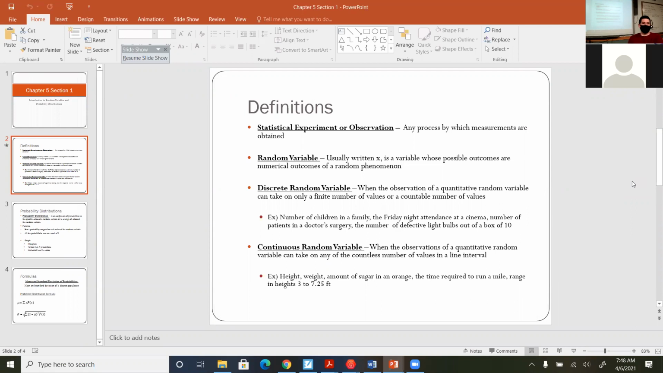First word being a statistical experiment or observation. We already know what that is. It's when something happens and we record information based off of it, any process by which measurements are obtained. So before we can have a distribution, we have to collect data. Once we have the data, then we can analyze it, have a mean and a standard deviation. Once we know what to expect, we can use that information to come up with the probability of something else happening. Because in statistics, we can never say definitively what will not happen. We can just say with a certain amount of certainty the probability of it happening.